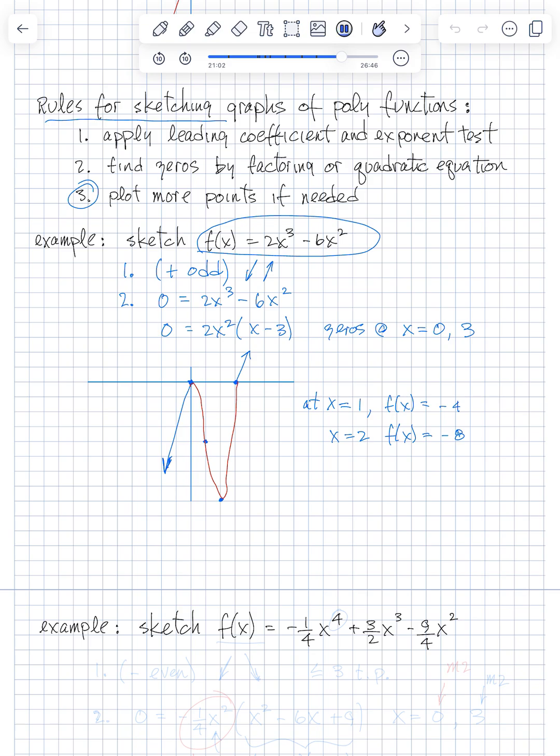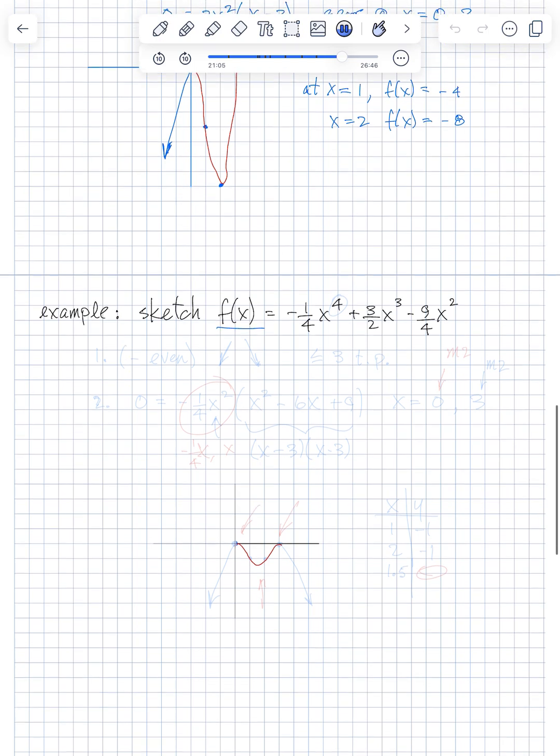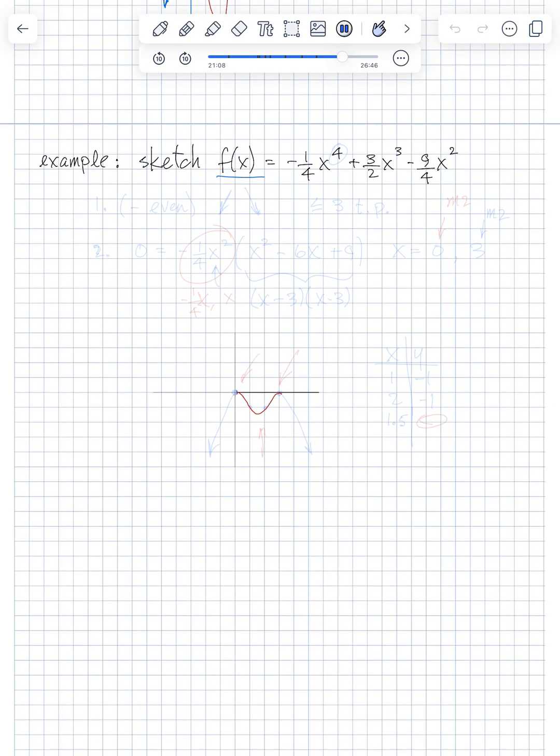Okay, our last example, we're going to sketch f of x is equal to -1/4 x to the 4th plus 3/2 x cubed minus 9/4 x squared. So the first thing we're going to write down, this is a negative even. And so we know it falls to the left and it falls to the right. And n is 4, so we're going to have less than or equal to 3 turning points, TP.